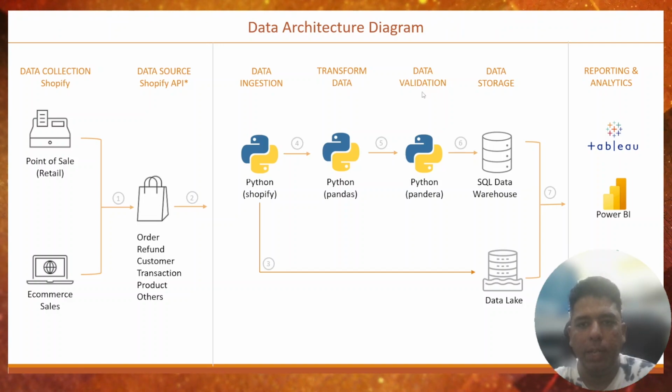Once we are happy with the data validation part, we store the data in a SQL database. In this project, a SQL database was used. We could use a cloud data warehouse such as Synapse, Redshift, etc. Once the data is in the data warehouse, it can be used in Power BI, Tableau, or Looker. Once we are comfortable with reporting and analytics, that's an end-to-end project cycle.